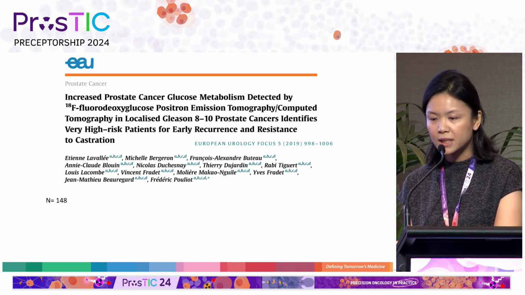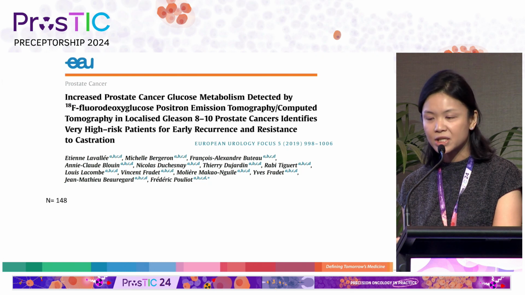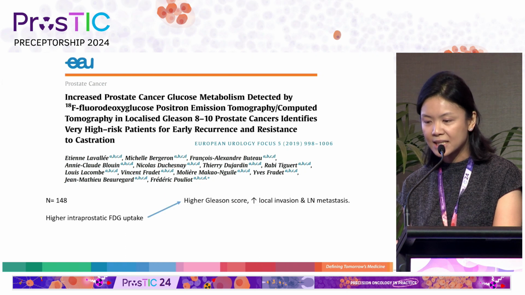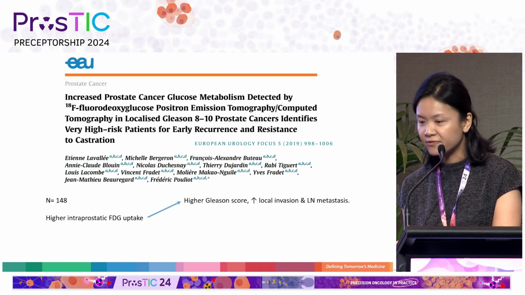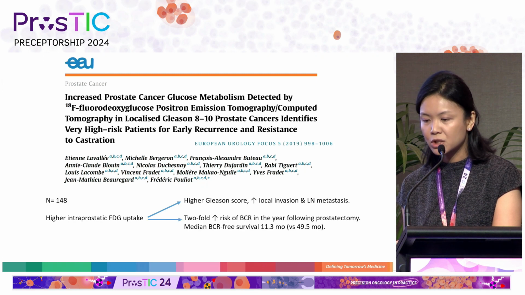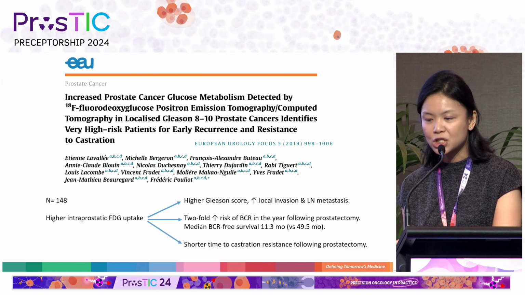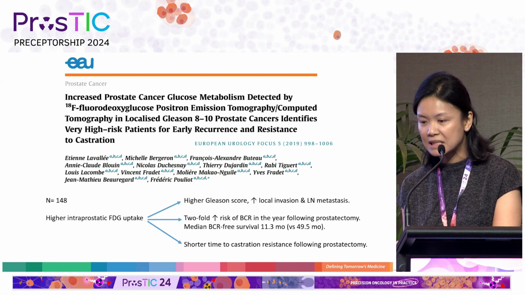When we look at this study where they used FDG PET in the earlier stages of prostate cancer in 148 patients with Gleason score 8 to 10, which is equivalent to grade group scores 4 or more, prior to prostatectomy, they found that patients with a higher intraprostatic FDG uptake have higher Gleason score, a higher risk of local invasion and lymph node metastasis, a twofold increased risk of biochemical recurrence in the year following prostatectomy, and a shorter time to castration resistance following prostatectomy, suggesting that preoperative FDG PET can identify aggressive disease.